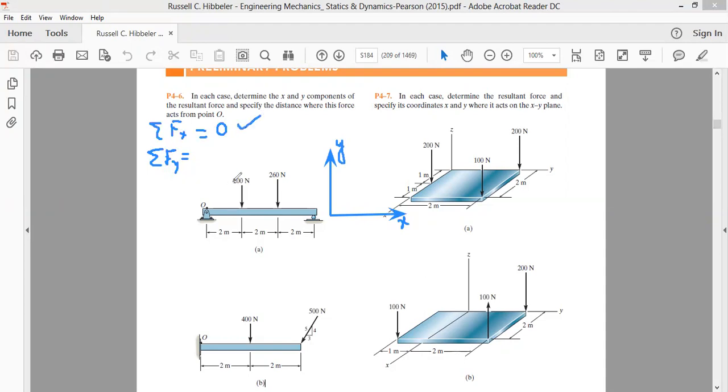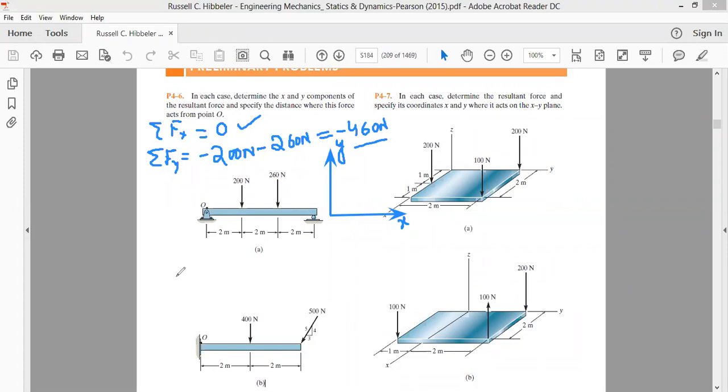Now, all forces along the y-axis. Since we have a force of 200 Newton acting along minus y, it is minus 200 Newton. And we have a force of 260 Newton acting along minus y, that's why we'll say it is minus 260 Newton. Both these forces together give a resultant of minus 460 Newton, and this force will be acting in the negative direction.